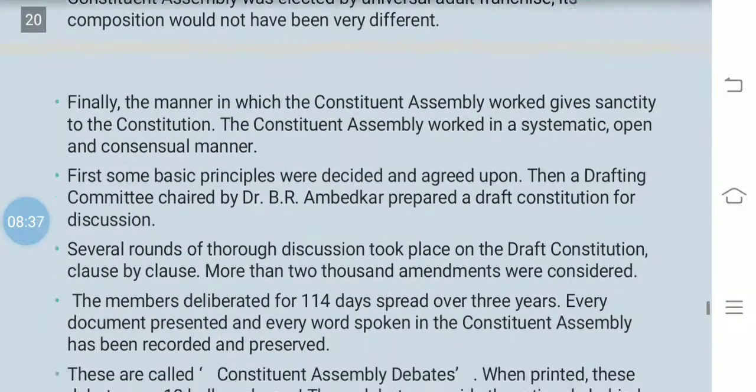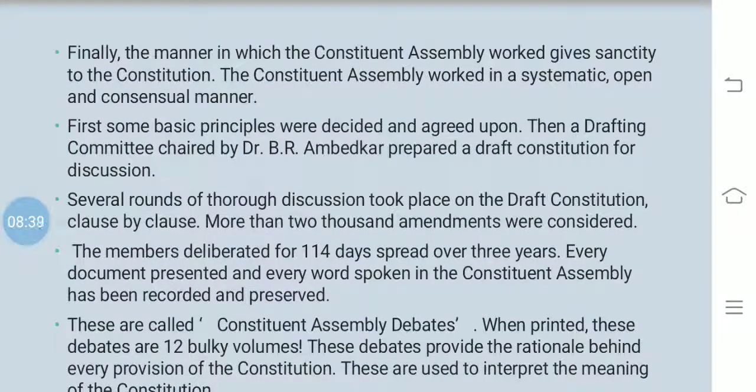Finally, the manner in which the Constituent Assembly worked gives sanctity to the Constitution. The Constituent Assembly worked in a systematic and open manner. Everything was done openly, before the people and before the members of the Constituent Assembly.